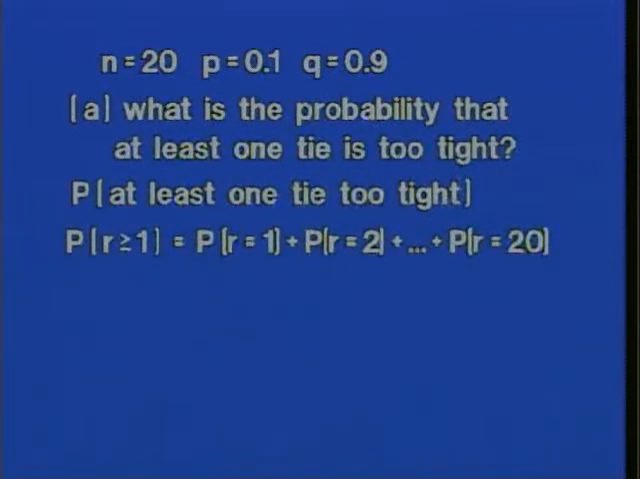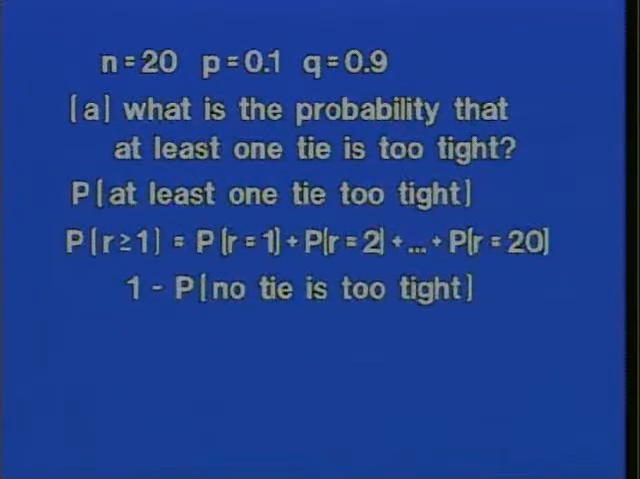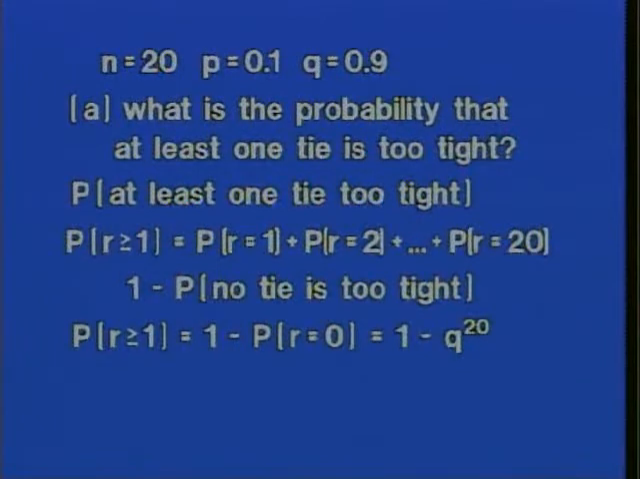The indirect approach makes more sense here: we calculate 1 minus the probability that no tie is too tight, or 1 minus the probability that r is 0. For the probability of r being 0, we can either look in the table or think about it as failure, failure, failure, to the 20th power. 20 failures in a row, or 0.9 to the 20th power. So it's 1 minus 0.122, or 0.878.